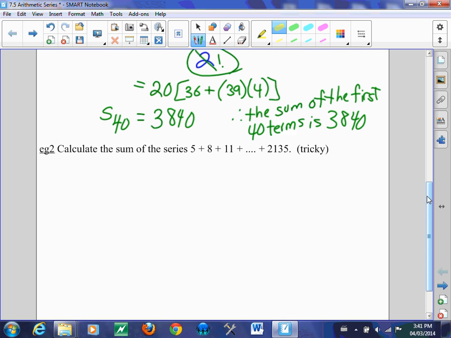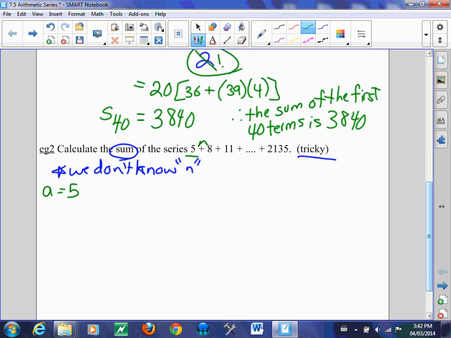All right, example 2 says calculate the sum of the series. Be careful of that one. You can tell it's a series because you have plus signs, given here. What is tricky is we're not given the n number. We don't know n. What we do know is, what does 5 represent? That's A, so A equals 5. What's happening to our patterning here? Hopefully you realize that you're adding 3, so D equals 3.